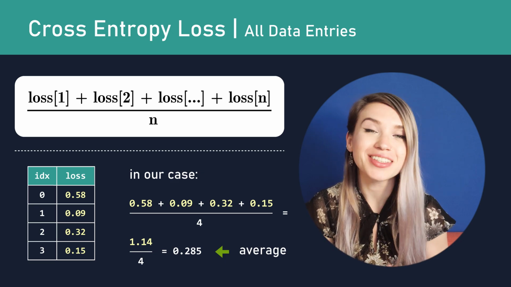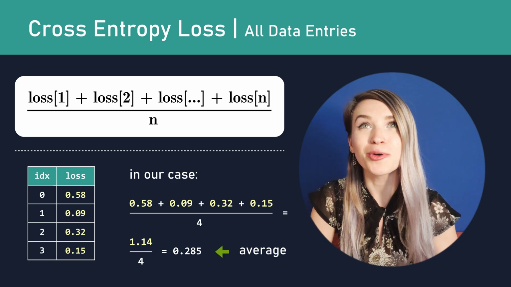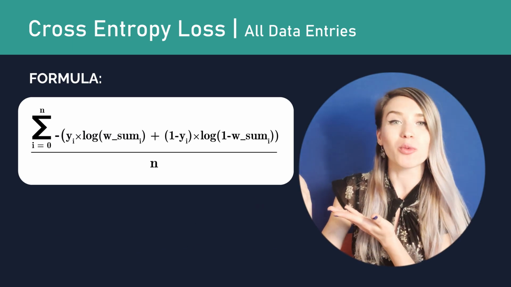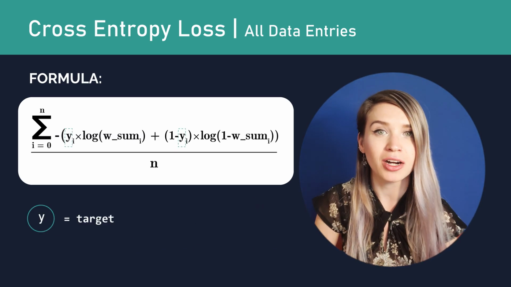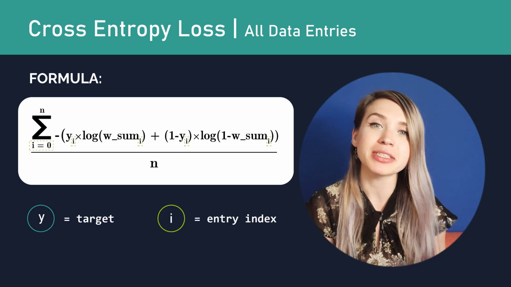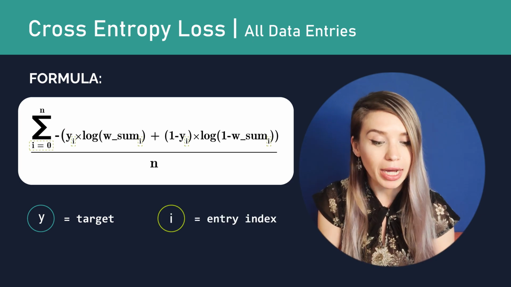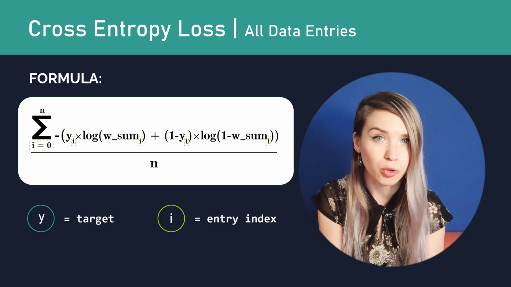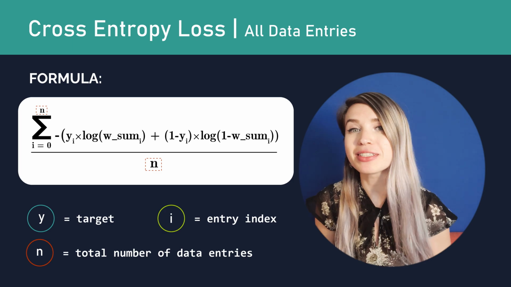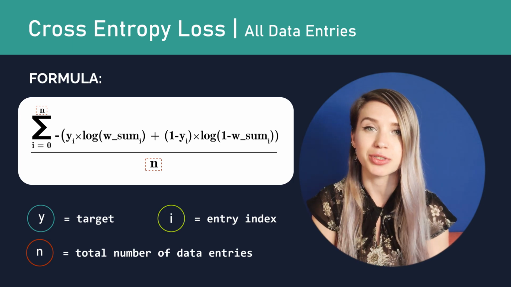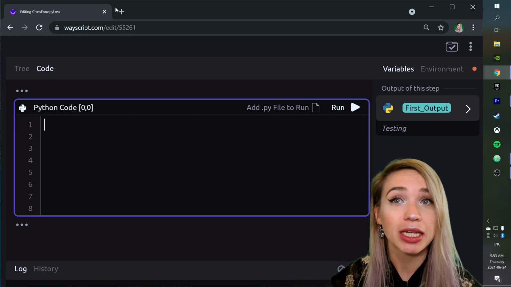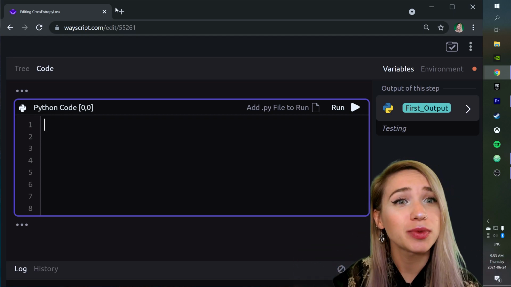And therefore, the cross-entropy formula for all our entries combined looks like this, where Y still represents the target, I represents each of our entries one at a time. It is very similar to an iteration variable in a for loop, and N represents the total number of entries. And it's all rainbows and butterflies when we go over the concepts. But how do we implement it with code?